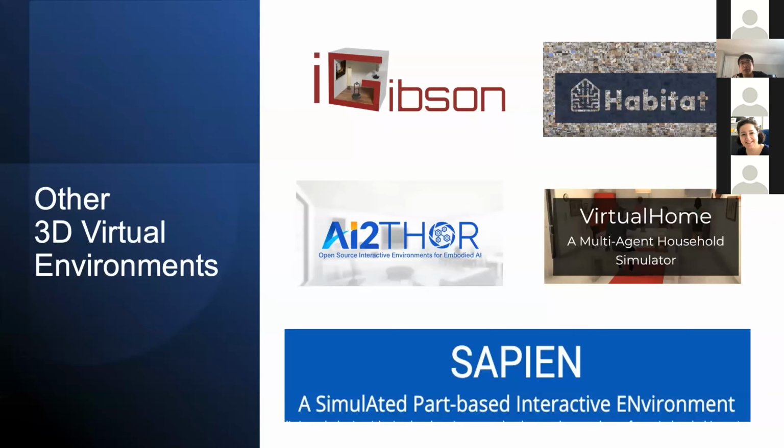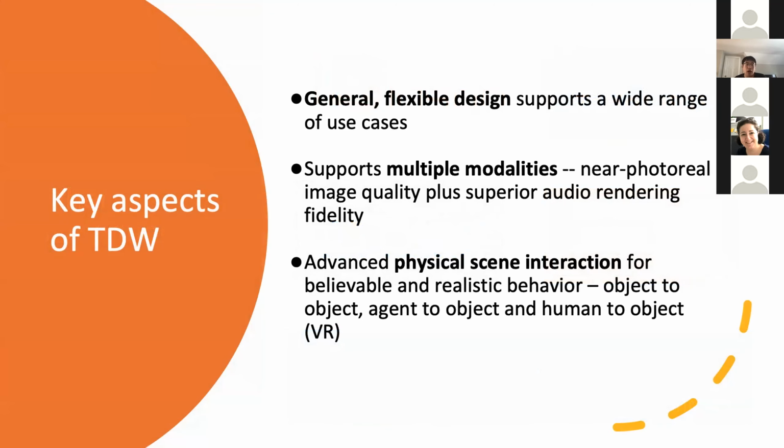Of course, we are not the only team working in this important direction. Since directly training models in the real world is quite expensive, there is a growing interest in using interactive 3D simulators to develop and benchmark embodied AI and robot learning algorithms. Here are a few representatives of these simulators, including iGibson from Stanford, Habitat from Facebook, AllenAct from the Allen Institute, VirtualHome from MIT, and SAPIEN from UCSD. They all did very exciting work.